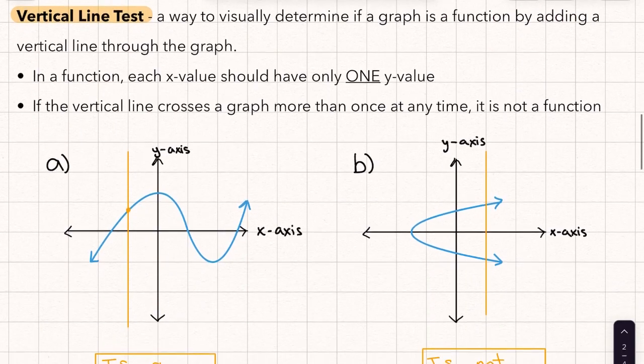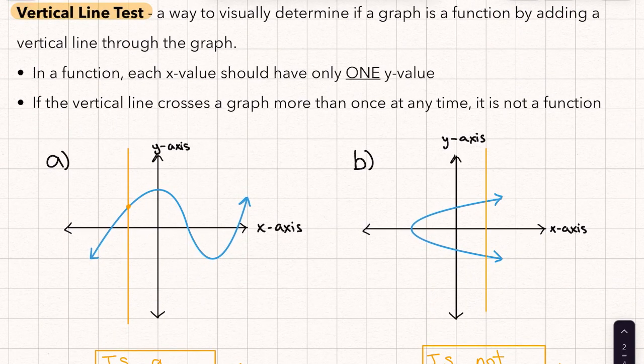And the vertical line test is a way to determine visually whether a graph is a function based on how many times a vertical line passes through the graph at any given time.